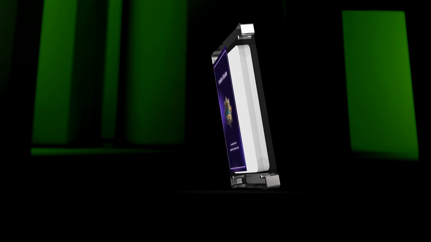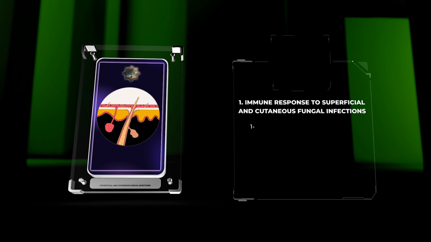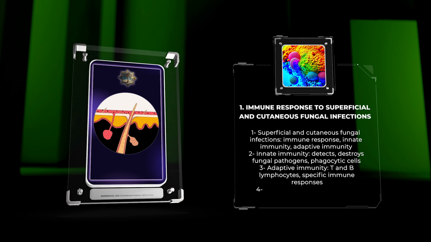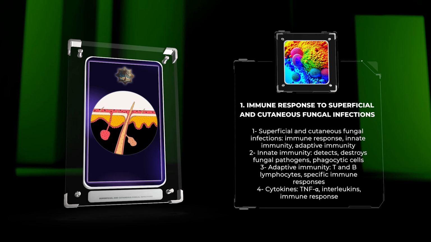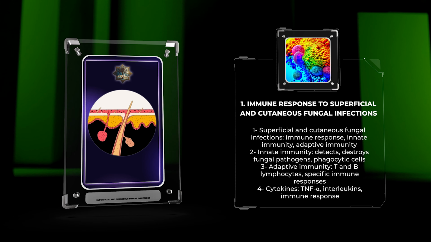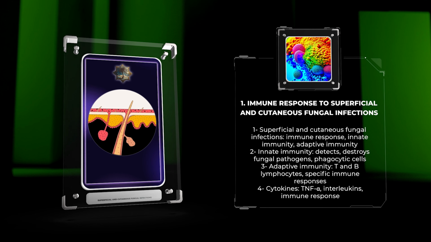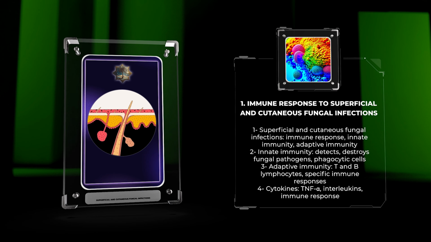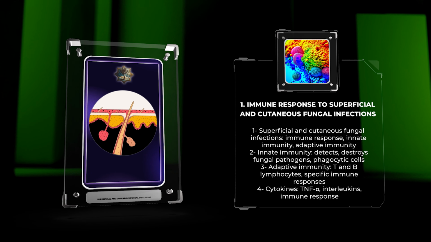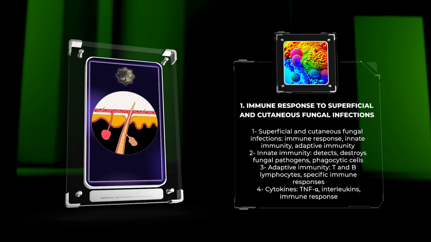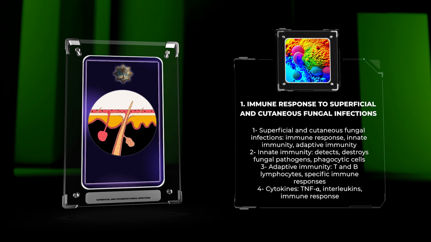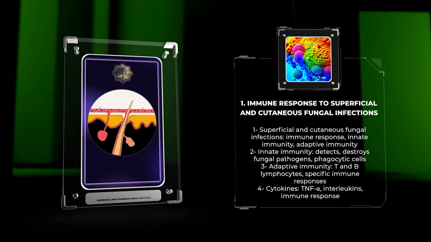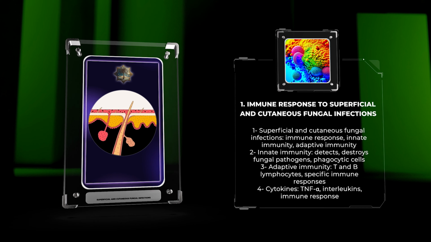The immune response to superficial and cutaneous fungal infections involves both innate and adaptive immunity. Innate immunity detects and destroys fungal pathogens through phagocytic cells. Adaptive immunity, involving T and B lymphocytes, produces specific immune responses to control the infection. Cytokines, such as TNF-alpha and interleukins, play important roles in the immune response, and immunomodulatory therapies targeting these cytokines can be effective in treating severe fungal infections.